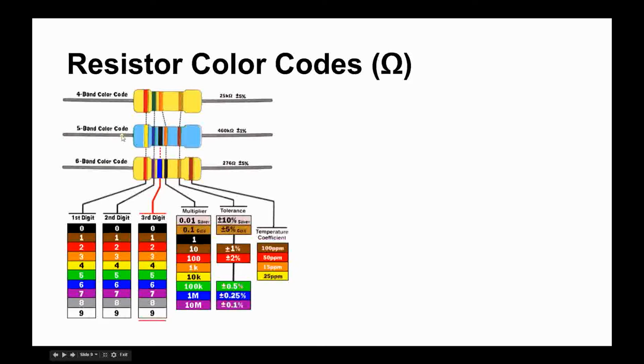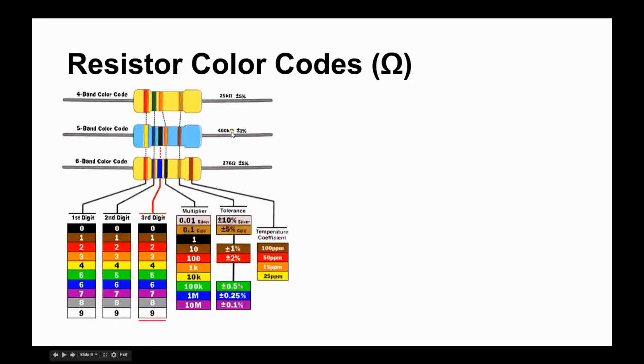Let's take a look at the 5-band resistor here. The first digit is represented by yellow, so that's a 4. The second digit is blue, which is 6. And the third digit, which is black, is 0. So 460. And then you have orange here, so that's going to be 3 zeros because that's our multiplier. So 460,000. And we can abbreviate that as 460K.